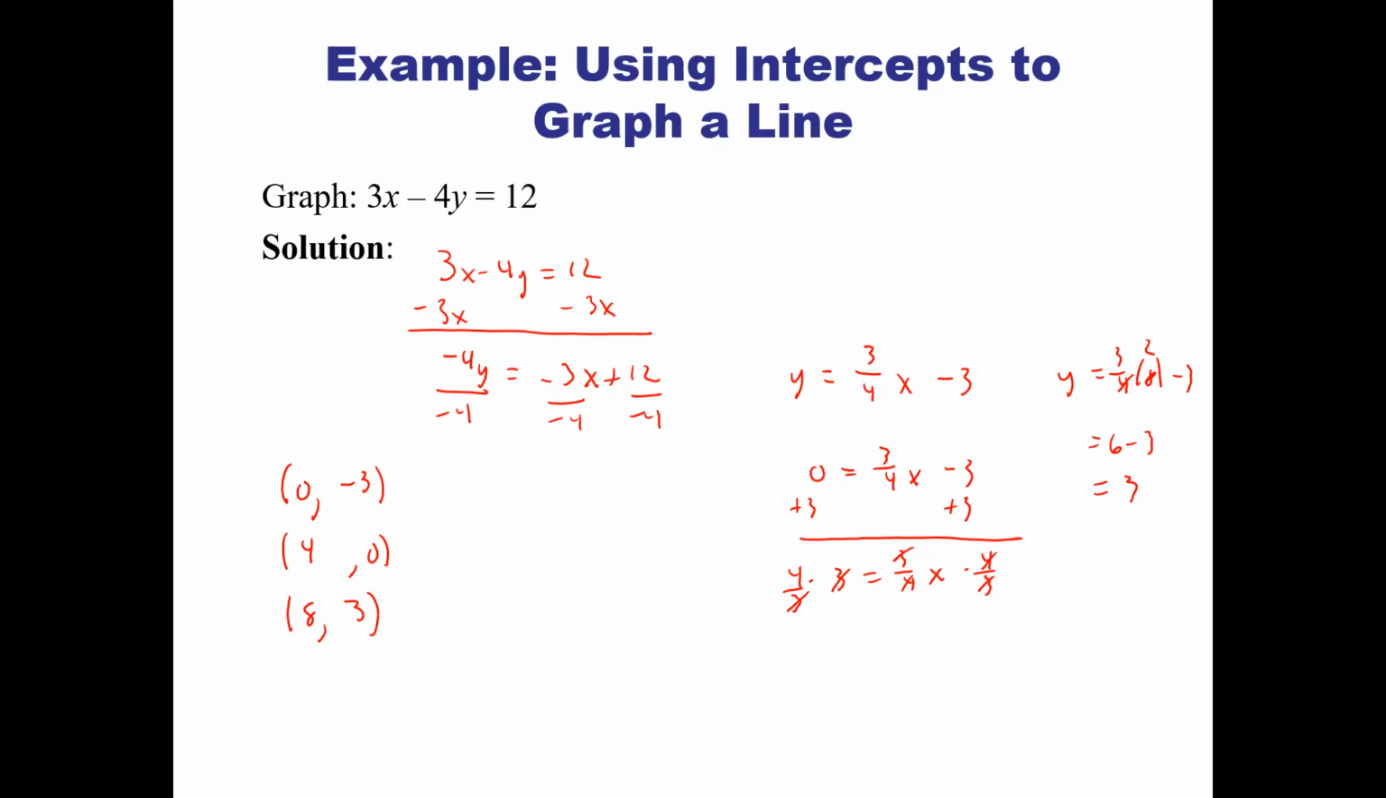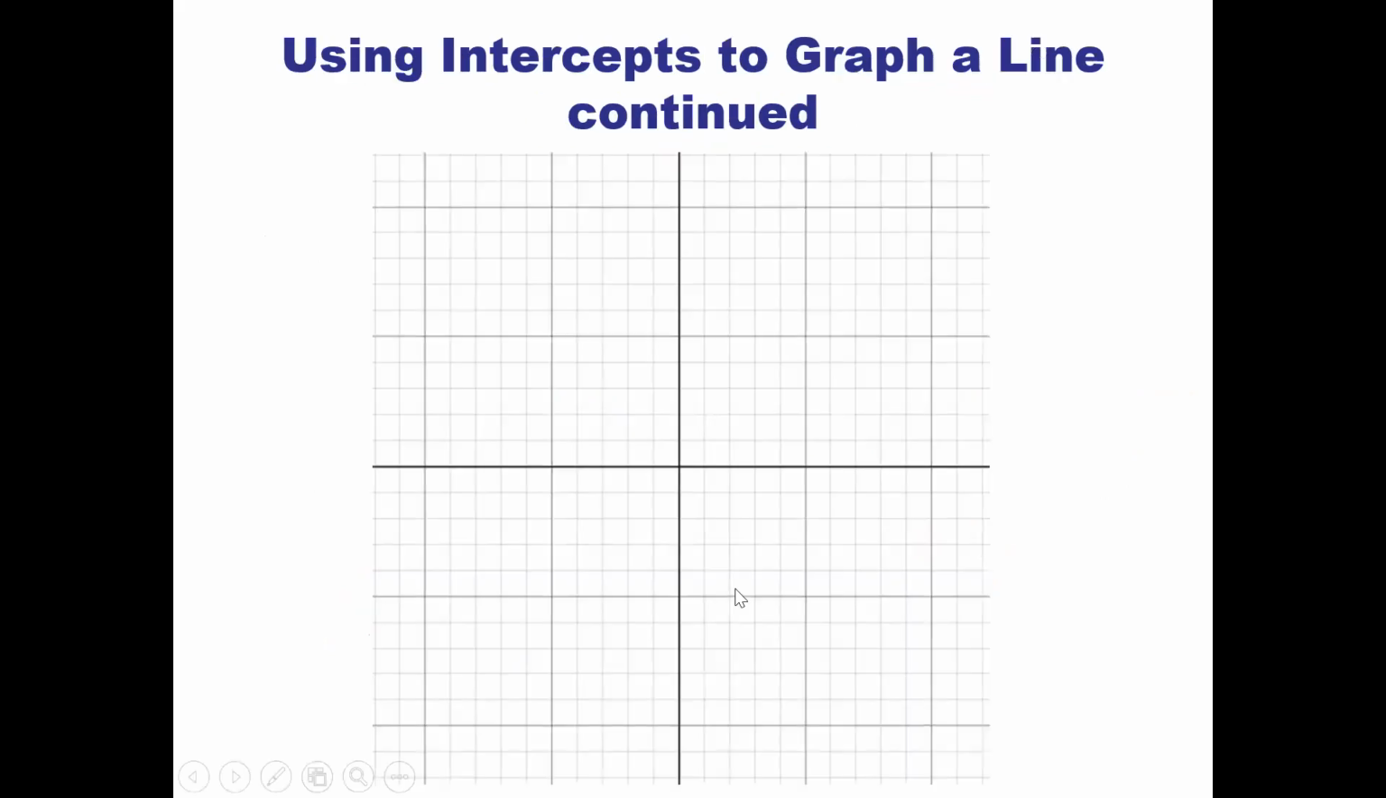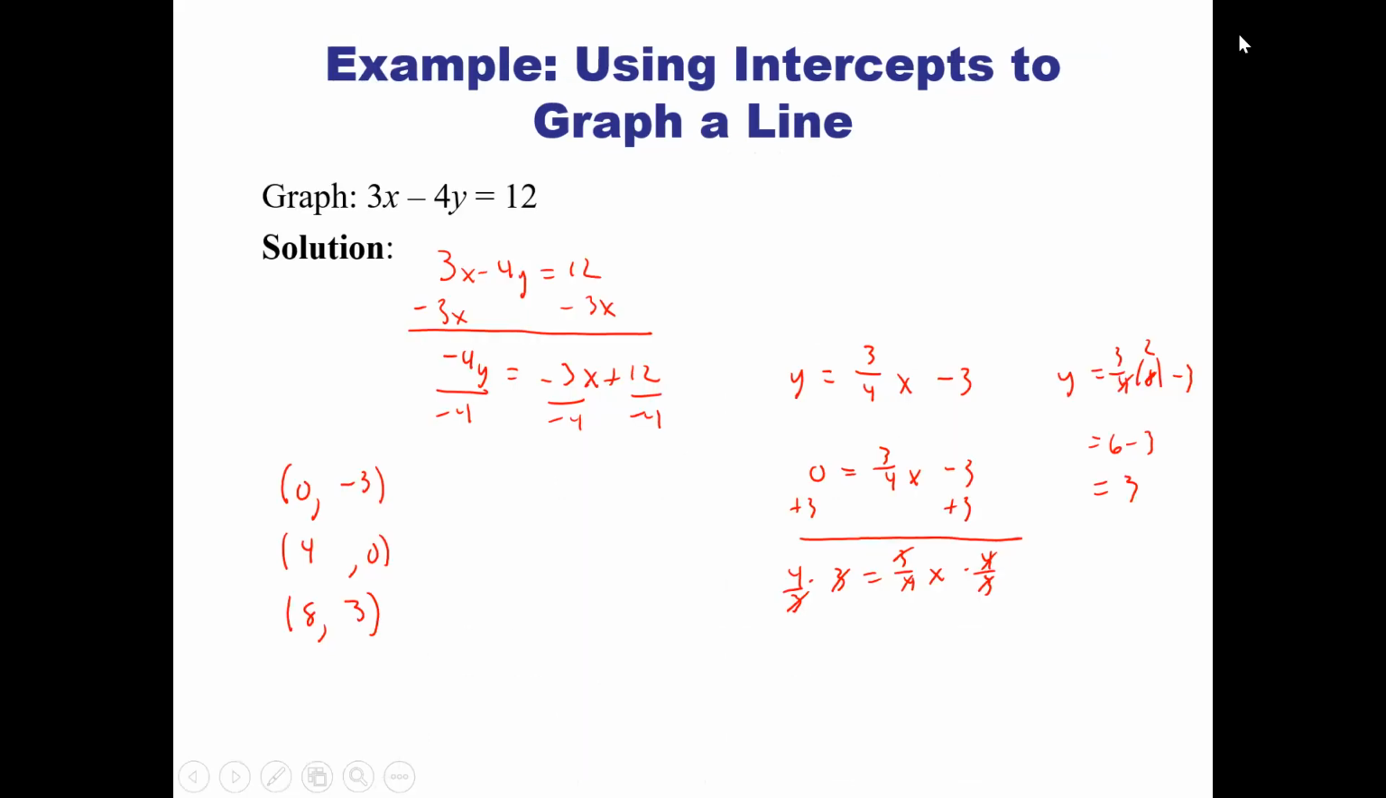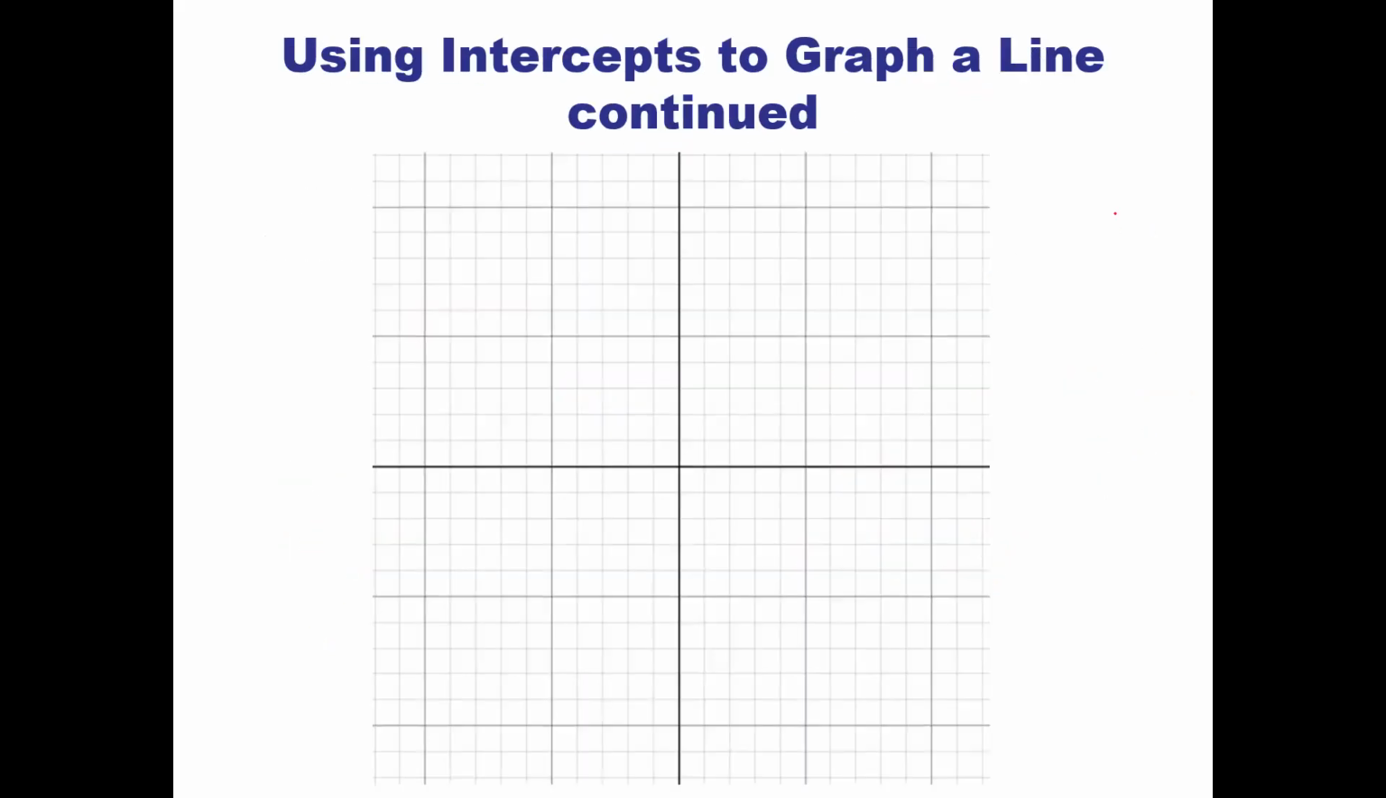So we have 2 intercepts and 1 point outside of that range. Now we're going to plot it, and hopefully remember our numbers again. So (0, -3), let's write them over here. I think we had (4, 0) and (8, 3). All right, so 0, negative 3: 1, 2, 3. We've got a point here. (4, 0), so we'll have that point. And (8, 3): 1, 2, 3.